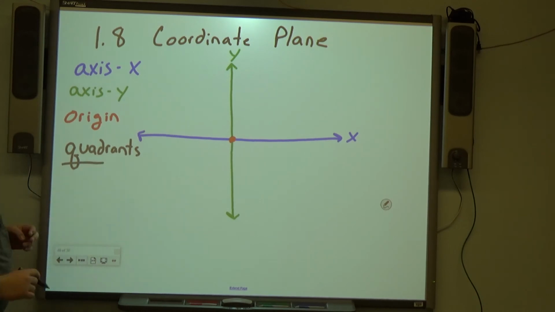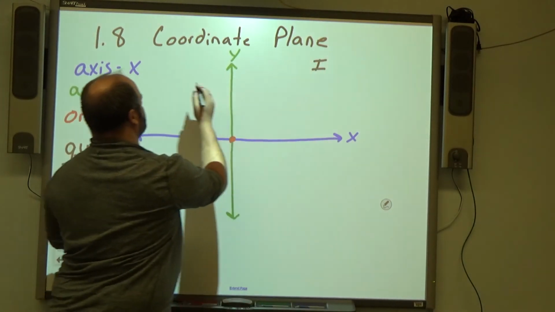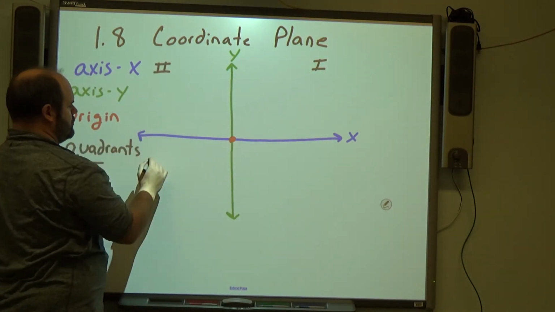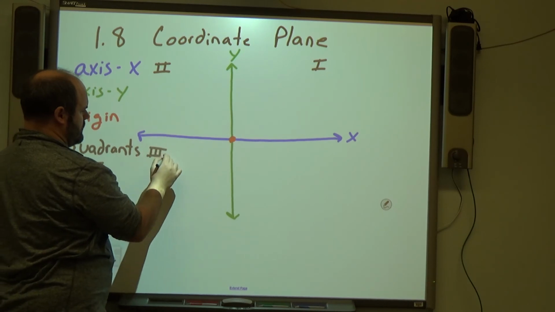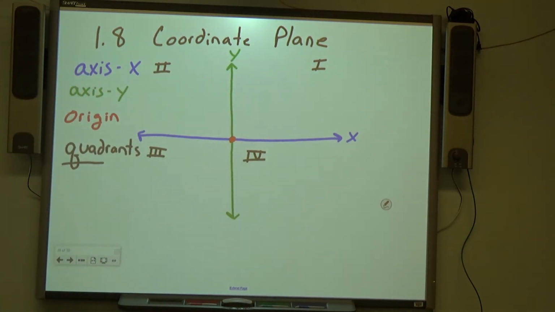Quad meaning four. There are four quadrants. And we label the quadrants 1, 2, 3, 4. We start in the top right and we go counterclockwise. 1, 2, 3, 4. We also use what we call Roman numerals to denote the quadrants.